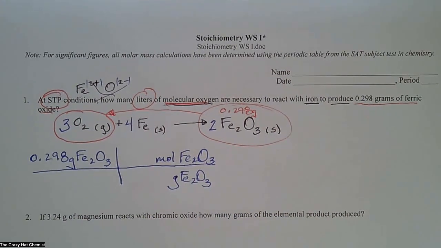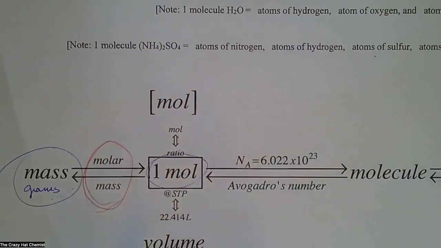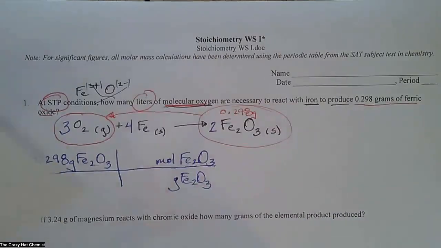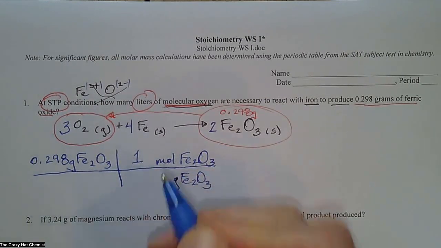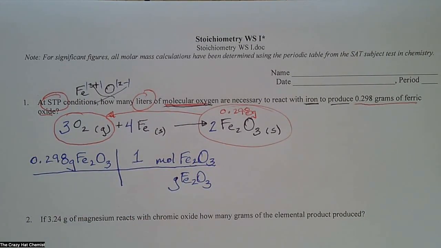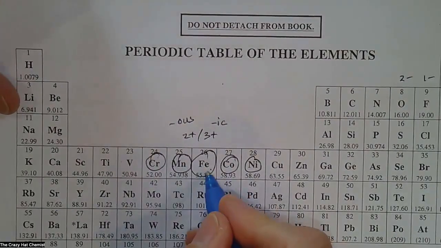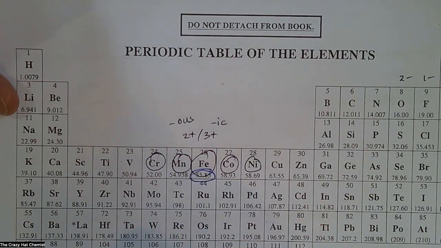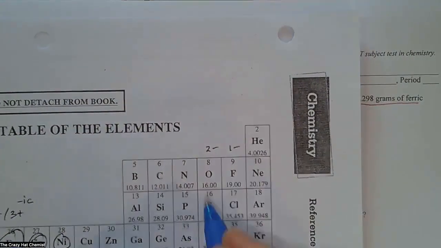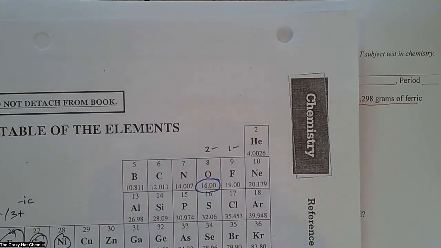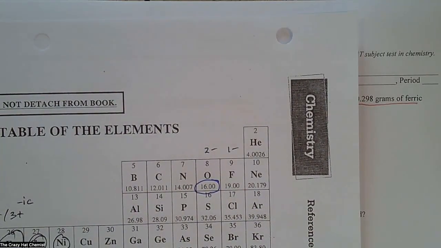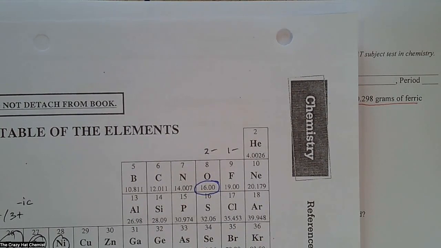Okay, all right, let me straighten that up there a bit. And how many moles? It's going to be 1 mole. Okay, so 1 mole is equal to the molar mass. So we're going to pull out our periodic table, and we're going to use the molar mass for iron. That's 55.85. We're going to multiply that by 2. And then we're going to take the molar mass for oxygen, that's 16.00. We're going to multiply that by 3.